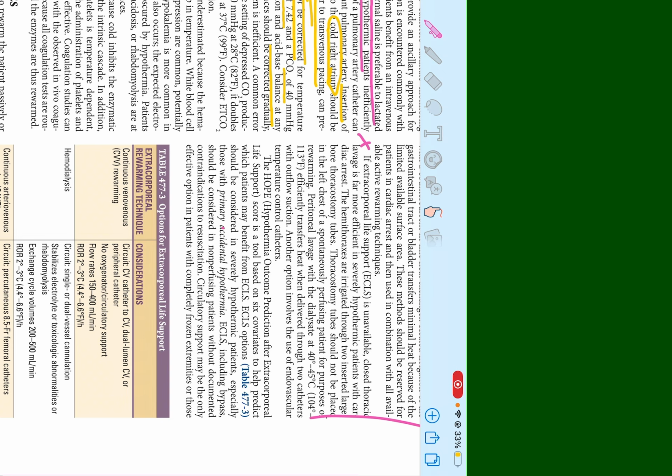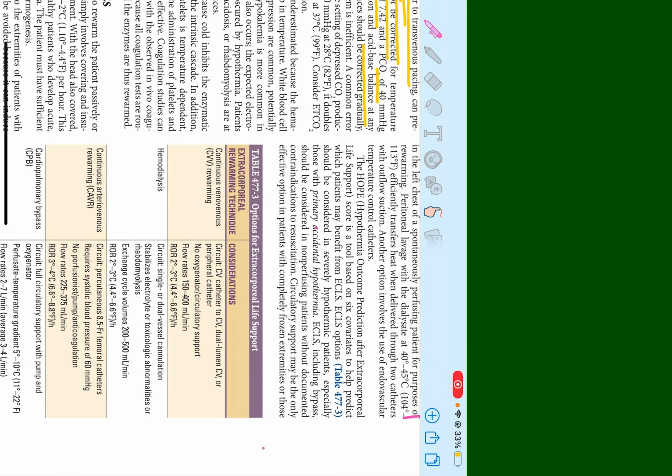Mark it. Okay. Whenever the PCO2 decreases by 10, the pH rises by 0.8. Consider EtCO2 monitoring to prevent hyperventilation. When you do hyperventilation, there is CO2 washout, right? Once there is a CO2 washout, then what is going to happen? Decrease in the PCO2. Decrease in PCO2 will cause an increase in pH because of loss of H plus ions.